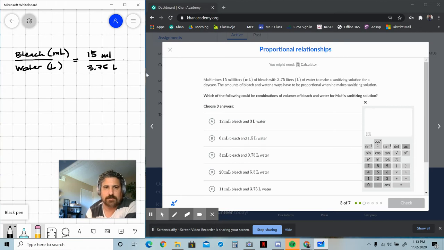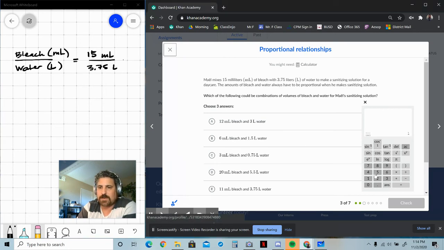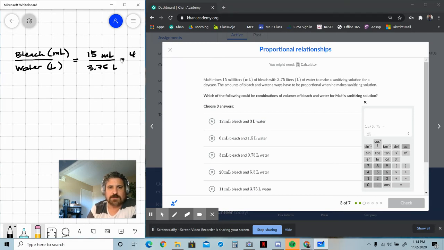Okay, fair enough. So that's our ratio that we're looking for. You're really looking for how many milliliters per liter of water. So you're going to divide top and bottom by 3.75. When you do that, you get 15 divided by 3.75, and that's 4. So basically we want ratios where it's 4 milliliters for every 1 liter of water. So 4 for every 1.